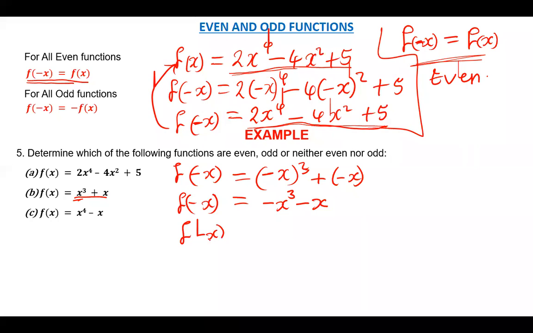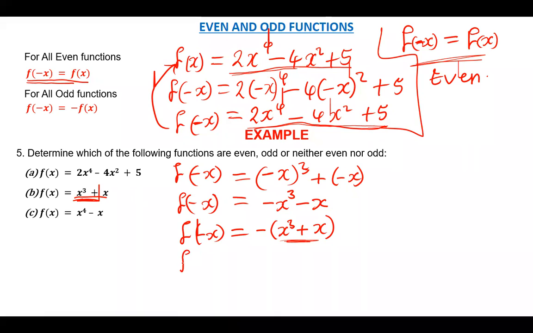so we say f of negative x is equal to, we can factorize the negative. So when we factorize the negative, we're going to remain with x cubed plus x there. So when you look at this function in the brackets, isn't it exactly the same as that one? They are the same.